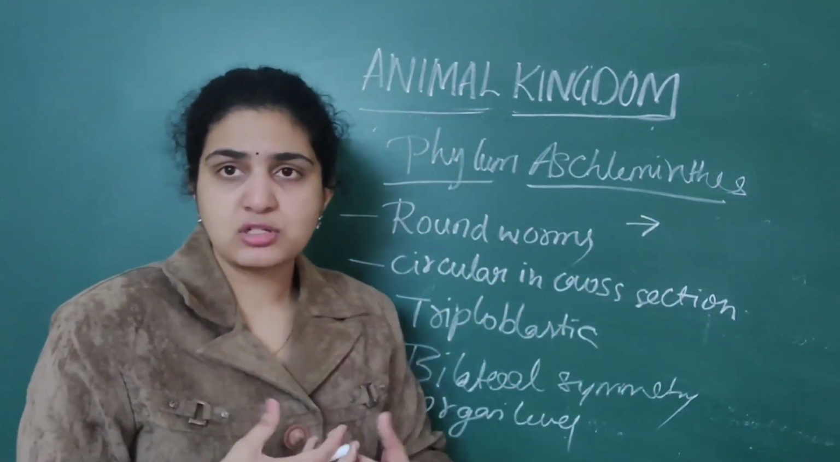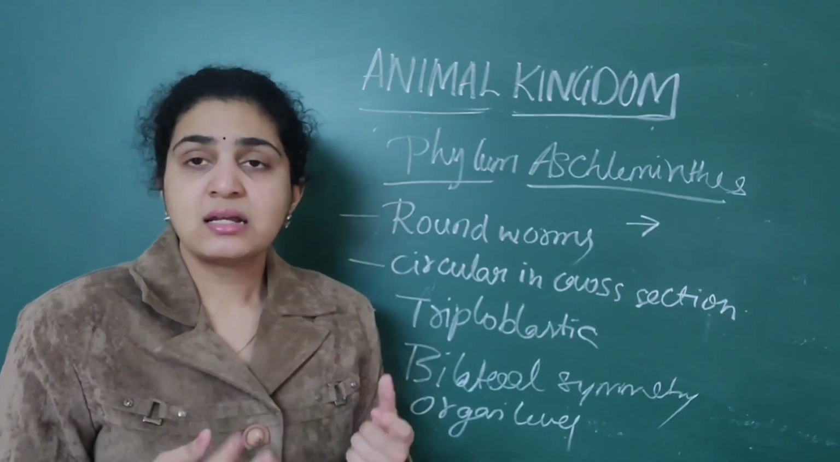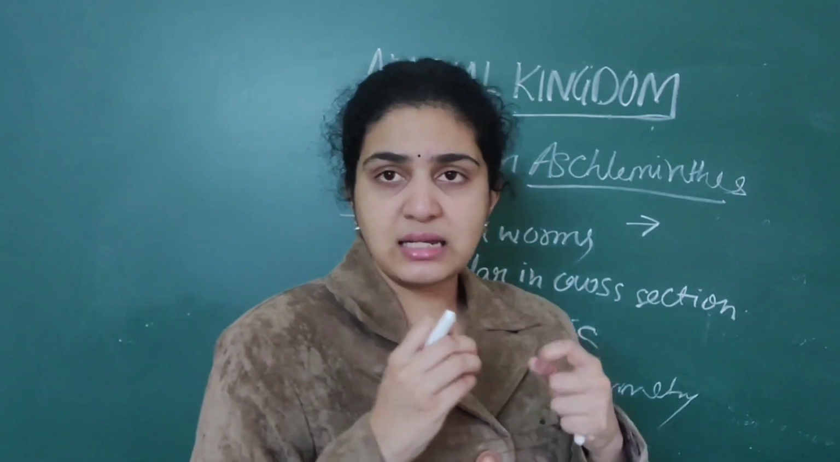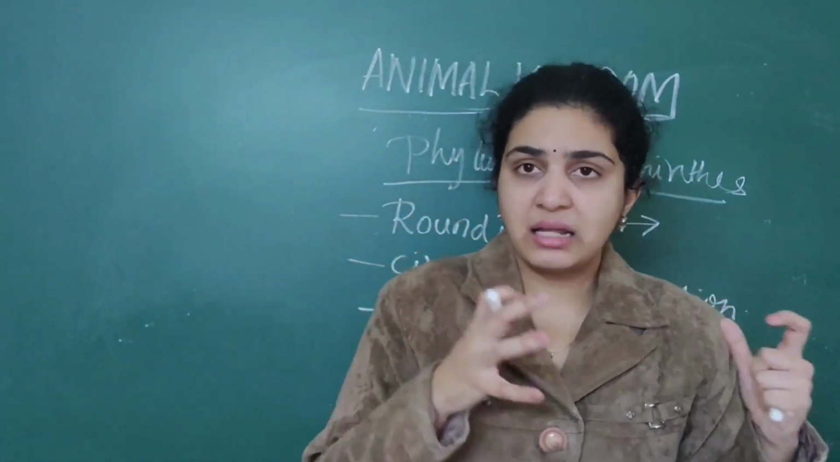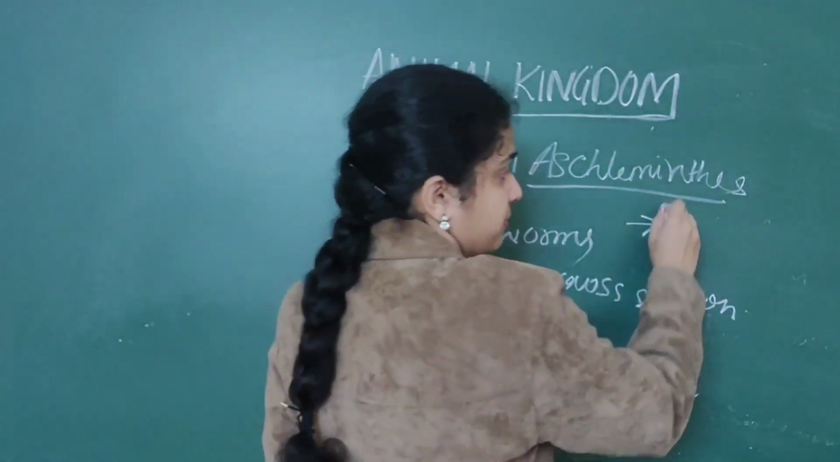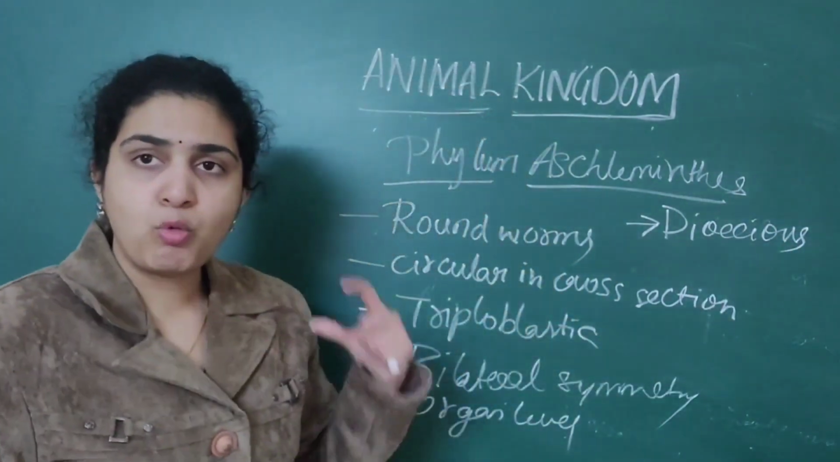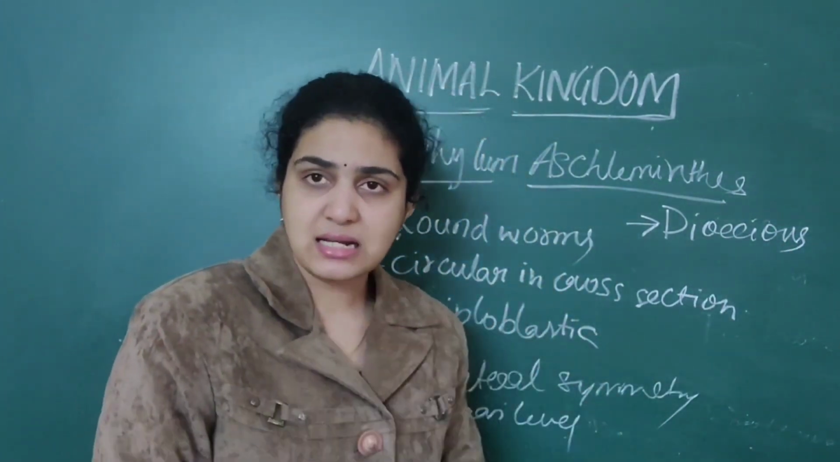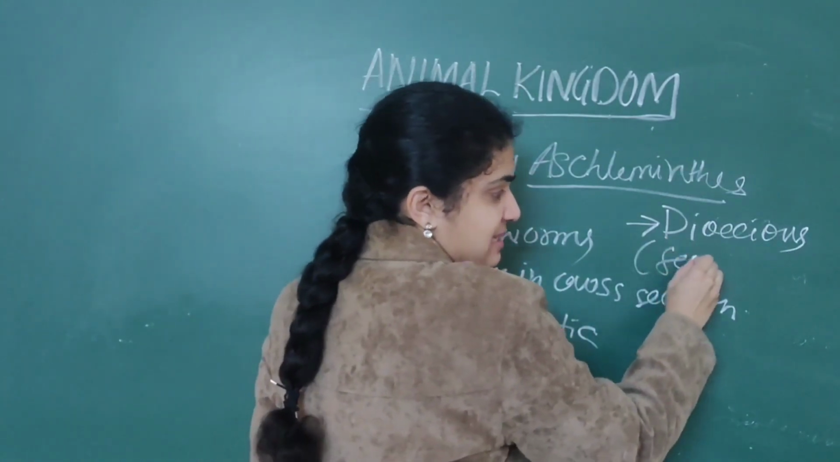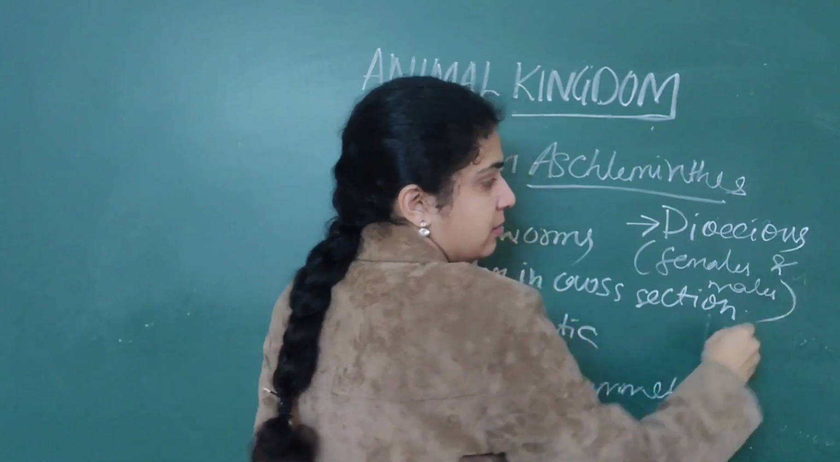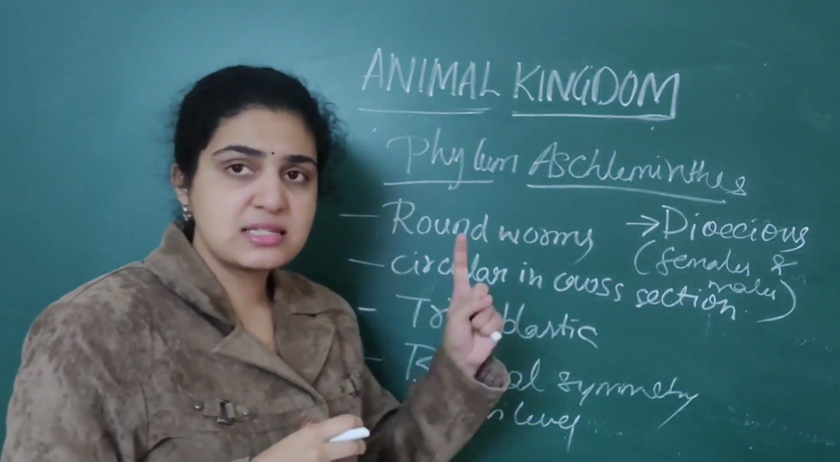Aschelminthes are also called roundworms. Here sexes are separate. For Platyhelminthes it is hermaphrodite, but here the sexes are separate. That is, it is dioecious. Dioecious means males as well as females are separate. There is differentiation. This is one important differentiation.